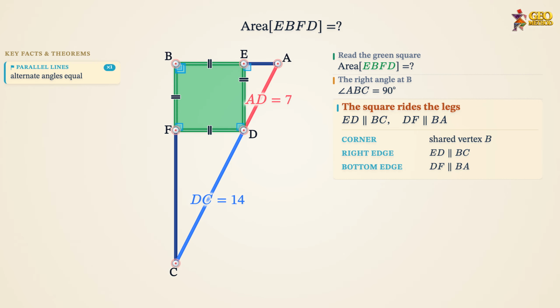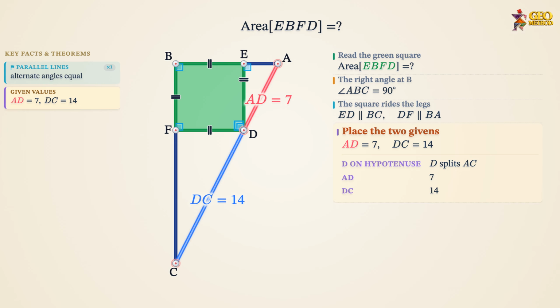Corner B of the square sits right on the right angle, so side EB rides out to the right along leg segment BA, and side BF rides down leg segment BC. That means the right edge segment ED runs parallel to leg segment BC, and the bottom edge segment DF runs parallel to the leg segment BA.